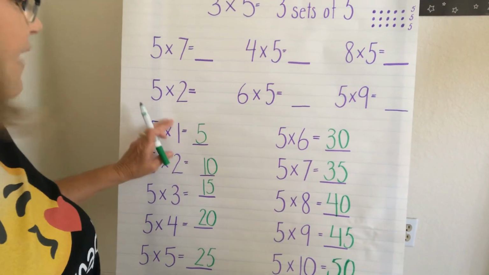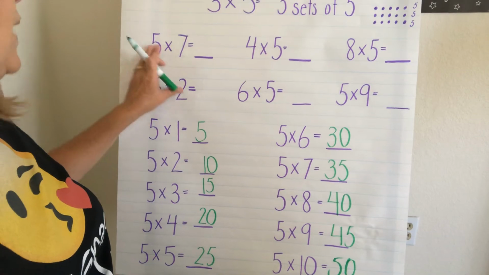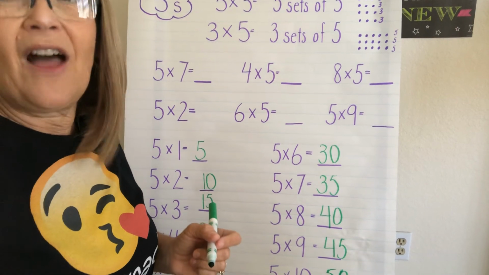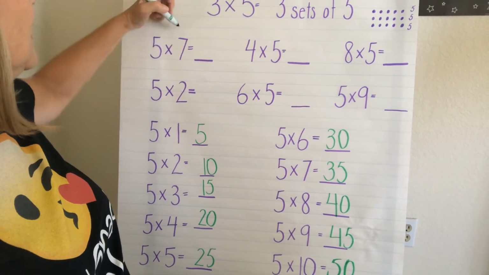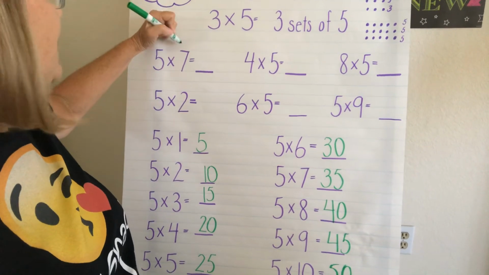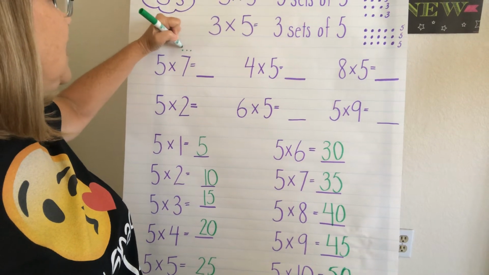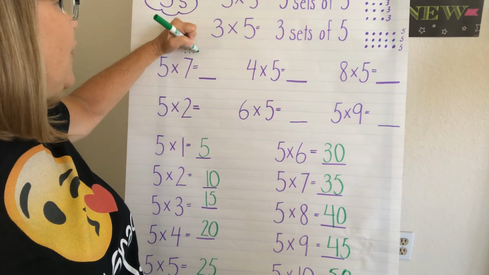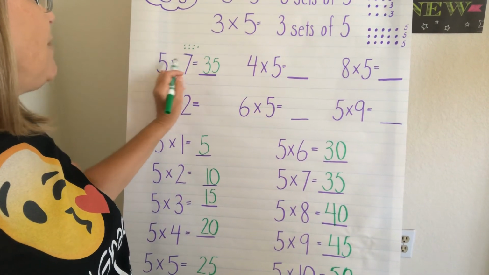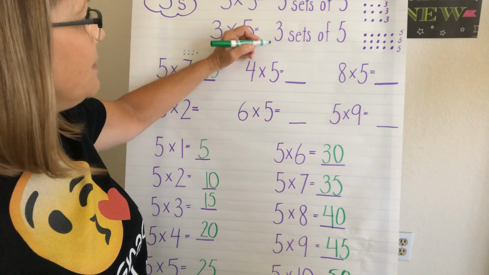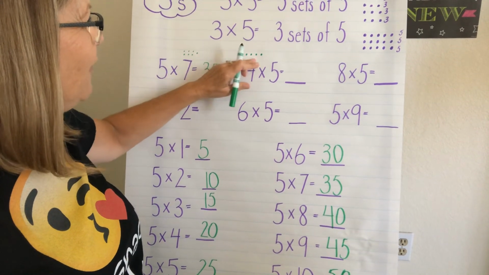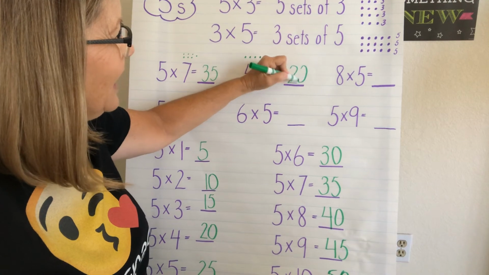Now, you're not always going to have this handy dandy chart in front of you. So as you have them mixed up like this, you might want to just start counting by 5s. So 5 times 7. I'm going to write little dots instead of using my fingers. And when I get to 7, that's when I'm going to stop. 5, 10, 15, 20, 25, 30, 35. I could see that I have 7 dots here. I counted by 5s 7 times. 4 times 5. 5, 10, 15, 20. There's my 4 dots. Here's my 20.